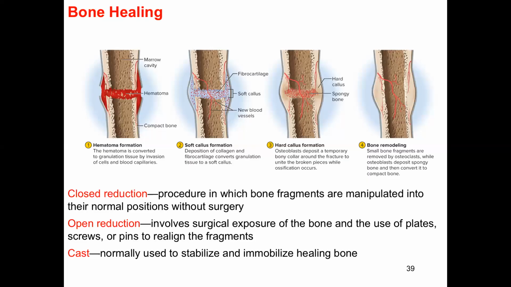But in general, a closed reduction is a procedure where the bone fragments are manipulated without surgery, and an open reduction is where you're going to have some sort of surgery involved to do that. And then, of course, a cast is going to be put on the outside to immobilize that whole thing. So that could be done to support the closed or the open reduction, all right? And that stabilizes the whole system.